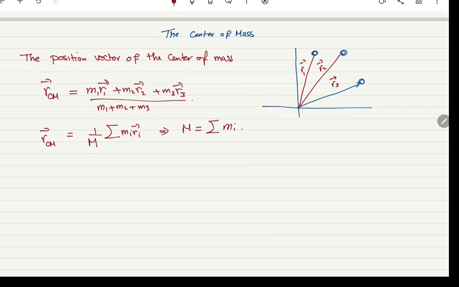Now the components of this center of mass vector: x center of mass equal to 1 over M summation m_i x_i, and y center of mass equal to 1 over M summation m_i y_i, and z center of mass equal to 1 over M summation m_i z_i.